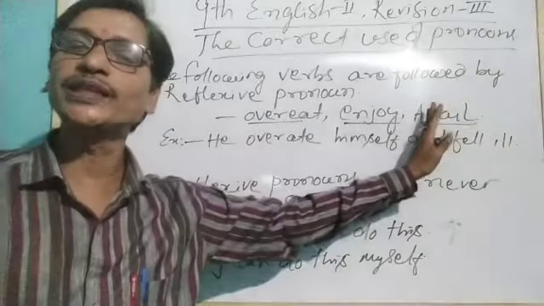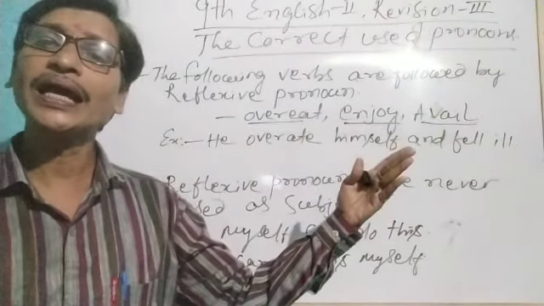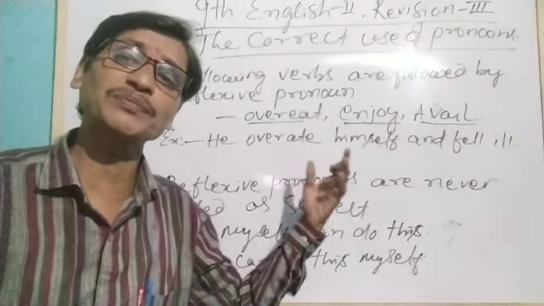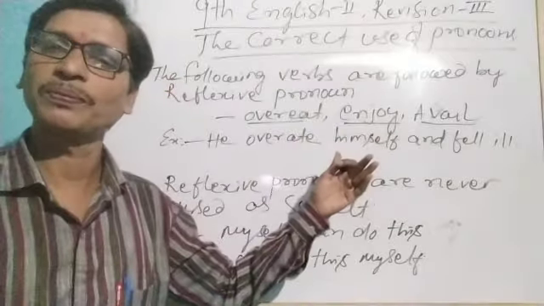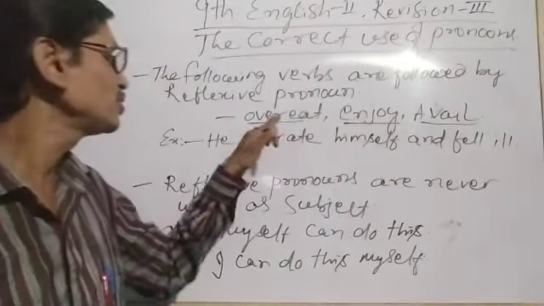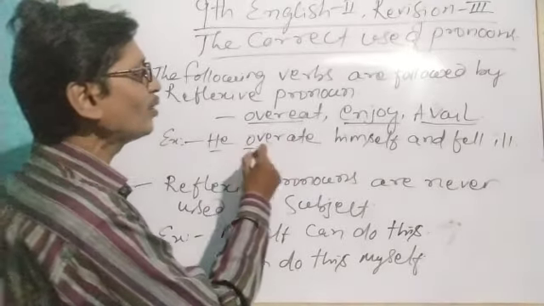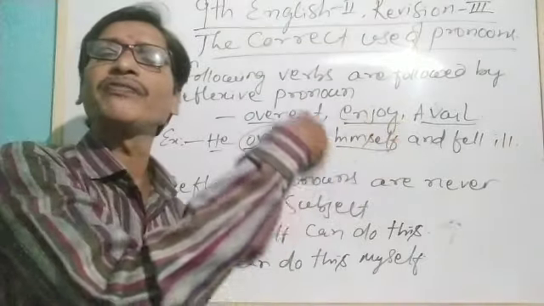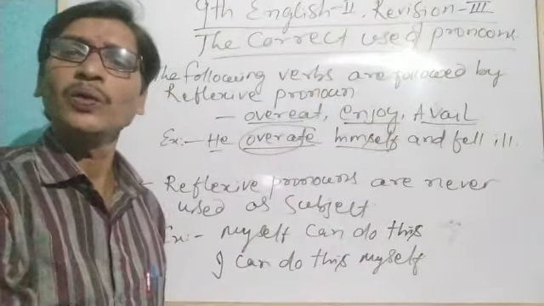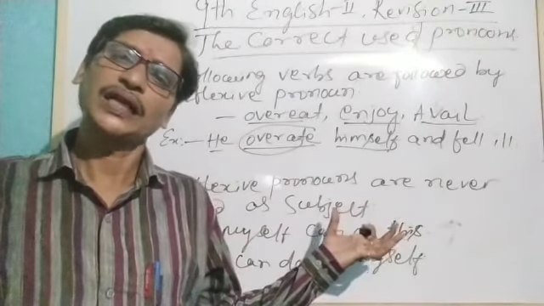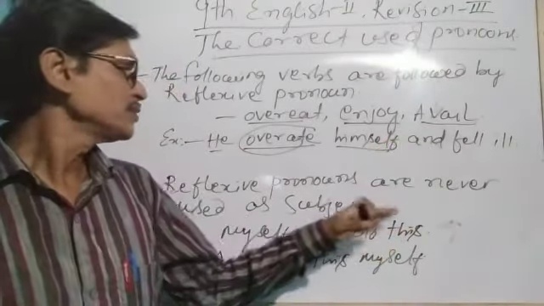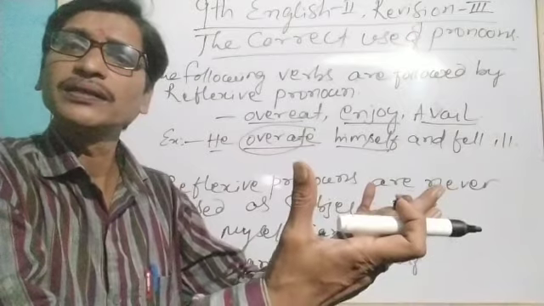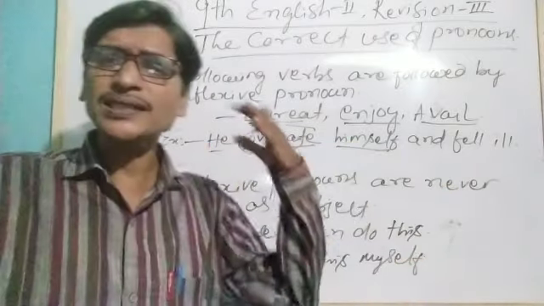If these verbs are used in our sentence, there must be a reflexive form of the pronoun, reflexive case of the pronoun, after the verb or at the end of the sentence. You can see the examples given here. He overate himself and fell ill. We enjoyed ourselves in Bhubaneswar. Similarly, you can avail this yourself. Understand? She can avail this herself.